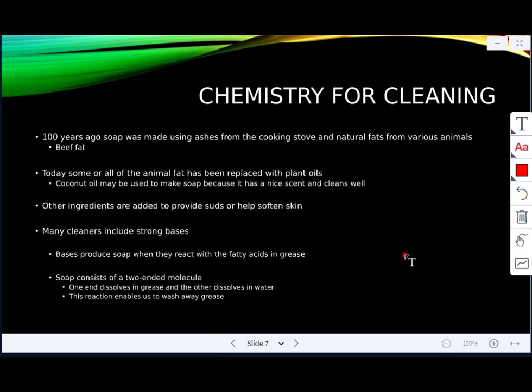Many of these cleaners also have strong bases in them. These bases produce soap when they react with fatty acids in grease. Usually soap will consist of a two-ended molecule. One end will dissolve in grease, the other end will dissolve in water, and this is the reaction that allows us to wash away grease.